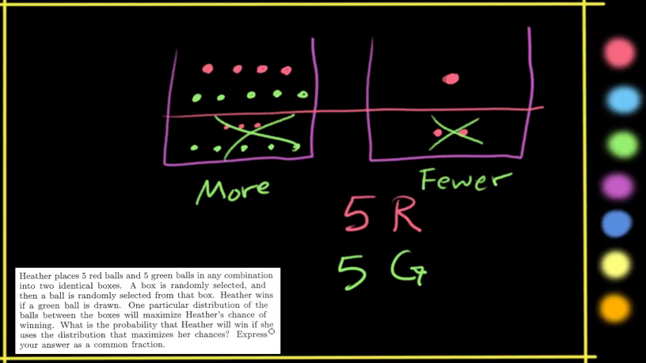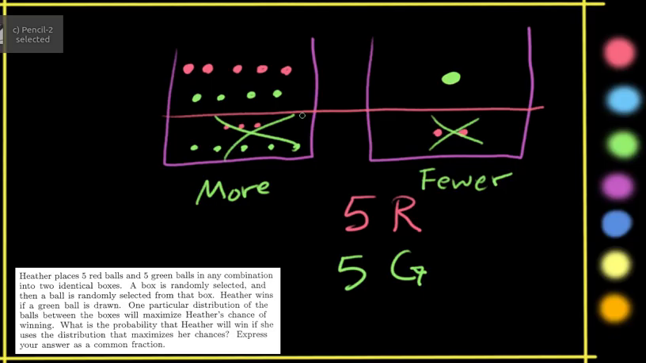It says, what's the probability that Heather will win if she uses this distribution? So the probability that she's going to win, she wins by choosing a red ball, right? Let's see, Heather wins. She wins with the green ball. Okay, swap everything I did so far. Okay, let's fix it. So she wants one green ball. I'm sorry. She wants one green ball over here. And then she wants the 5 red balls over here. And then only 4 green balls over here.